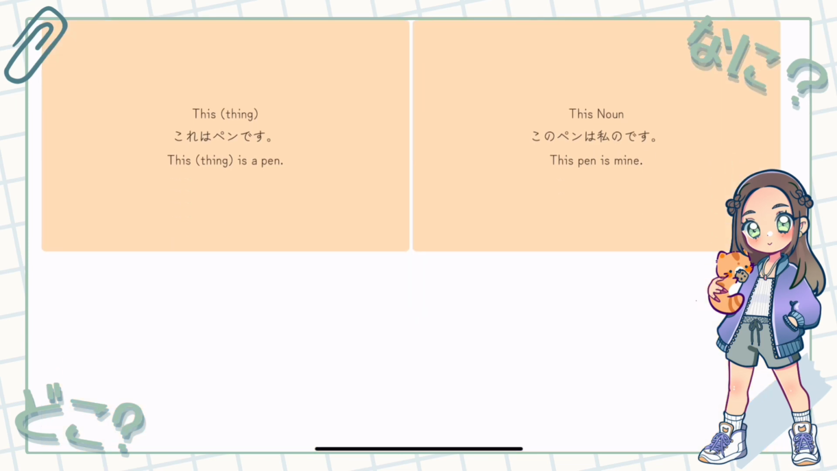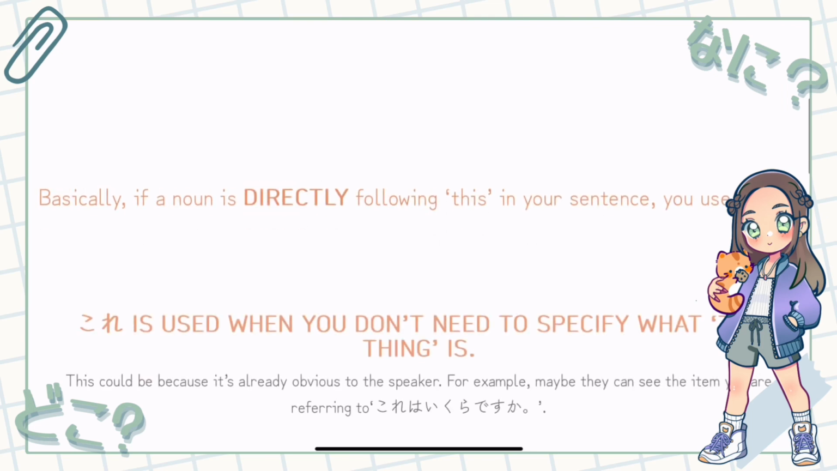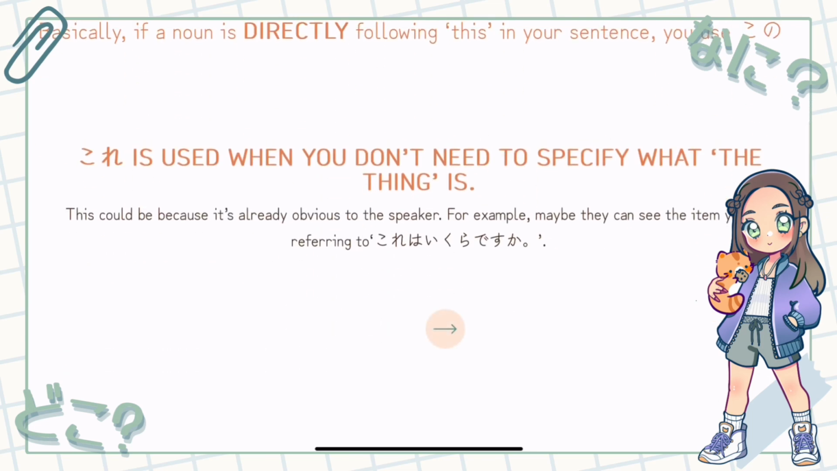This thing is a pen. This noun, このペンは私のです. This pen is mine. Basically, if a noun is directly following this in your sentence, use kono. This translates actually really well to English in a very strange way.